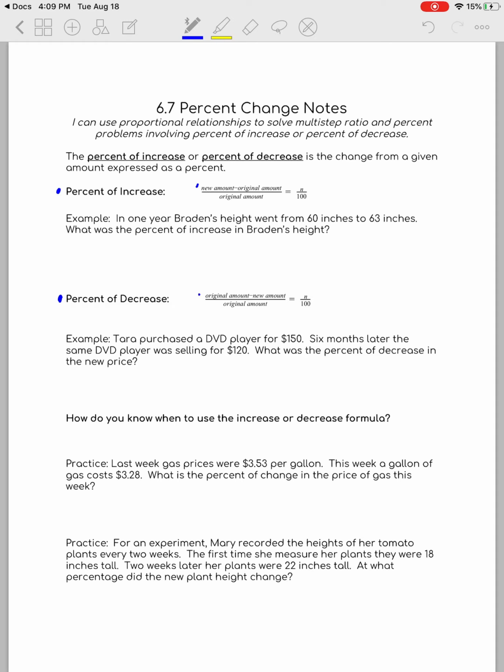So, in the first example up top here, in 1 year, Braden's height went from 60 inches to 63 inches. What's the percent of increase in Braden's height? So, you have the new minus the original. So 63 minus 60 over top of the original. What was the original? He started from 60. So you put 60 here. And that equals n over 100. And that n over the 100 is going to help us to find the percentage.